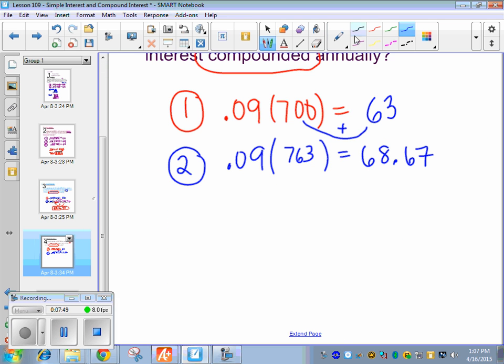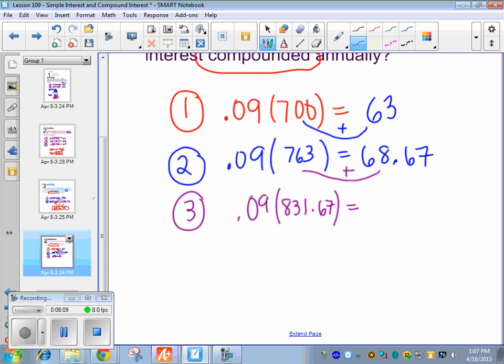Now we got to go one more year. So this is the 3rd year. We're still taking 9%. But this time, we have to add these numbers together. So at the end of year 2, we had 763 plus the 68.67. And anybody got it? Yep, Randy? 831.67. You guys agree? Yeah. Okay, good. Now we take the 9% of that, and this is the interest made in year 3. Anybody have 0.09 times 831.67? Caleb? You guys agree? Okay, good.